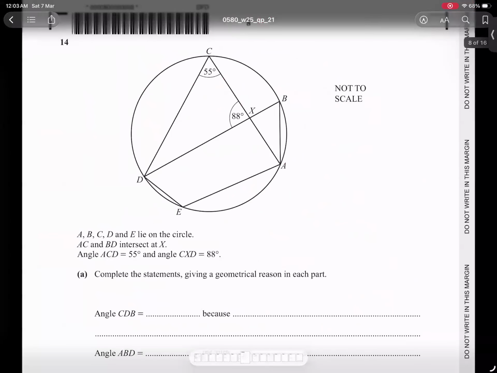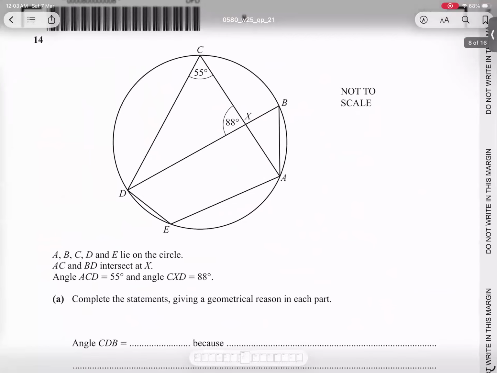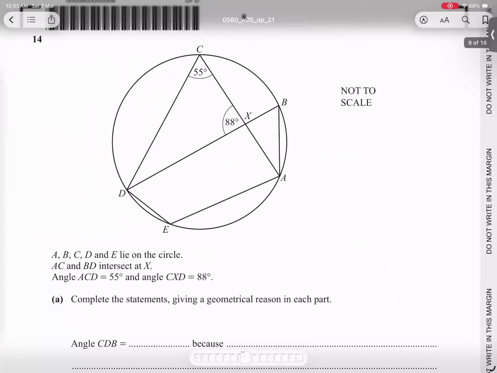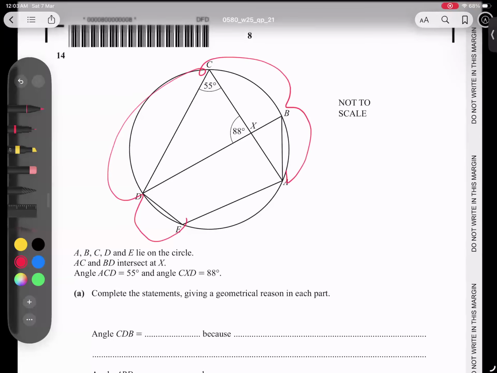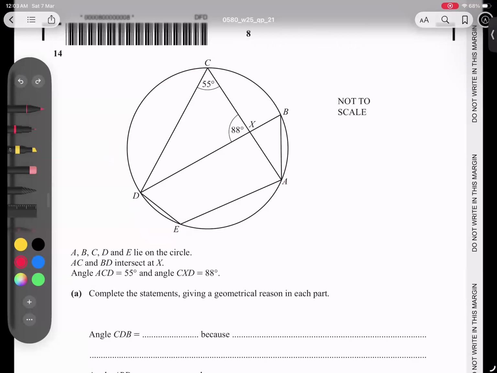Next question is number 14. The question says we have a circle, and all 4 points A, B, C, D, and E lie on a circle, and intersect at X. Every part we read carefully.